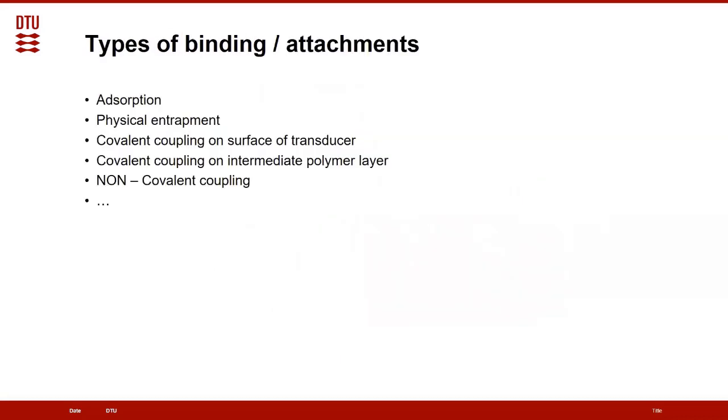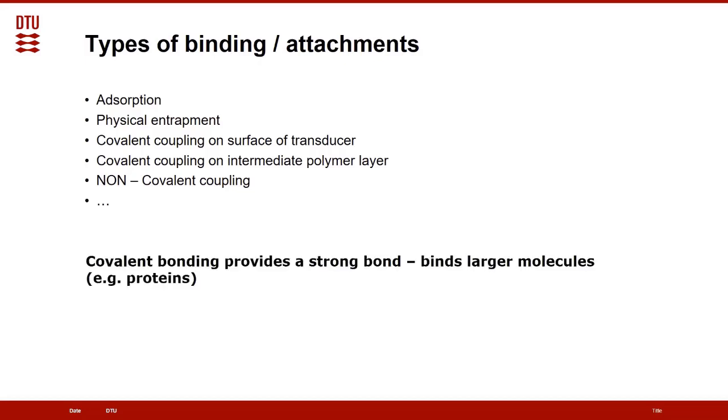Now, what kind of bindings do we have? We have different types of bindings, biological bindings. We have absorption, physical entrapment, covalent coupling on the surface of the transducer to the biorecognition element, covalent coupling on an intermediate polymer layer maybe, and non-covalent coupling. We would, of course, prefer covalent coupling because that provides the strongest bond and a stronger, more robust and more reliable sensor.